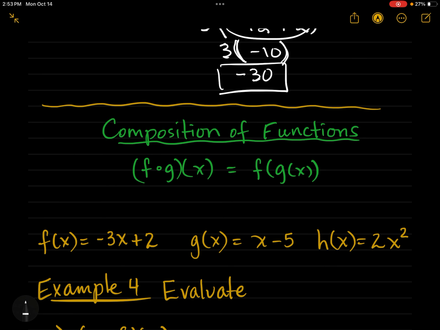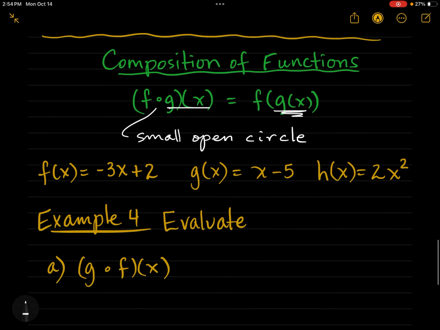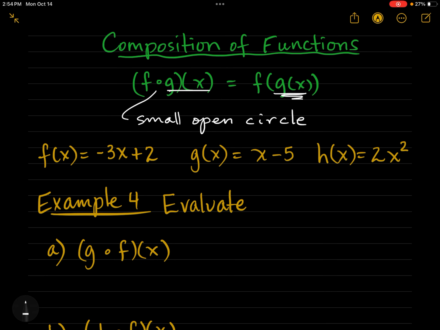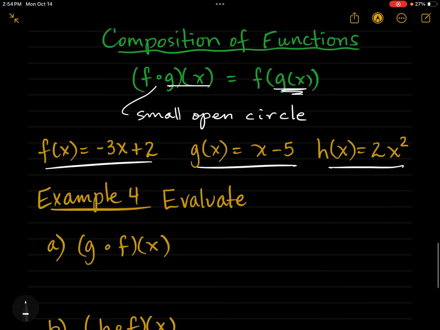Here's our last example. I want to teach you about composition of functions. This is a small open circle. This is not multiplication. This is putting the second function inside the first function. And I'll show you what I mean. Notice we're using our same 3 functions that we've been using all lesson.